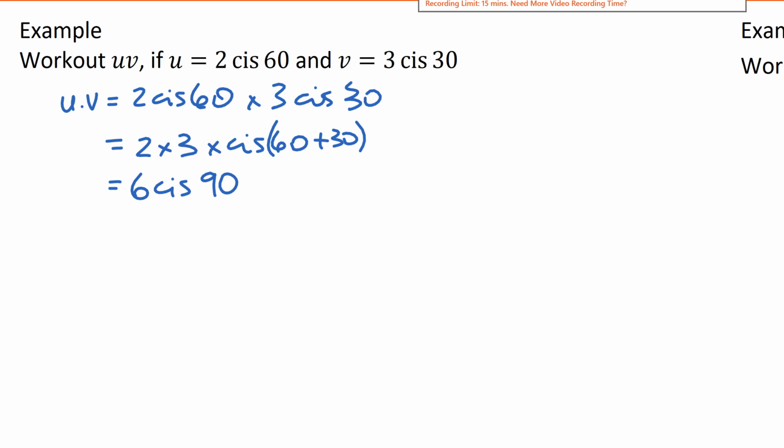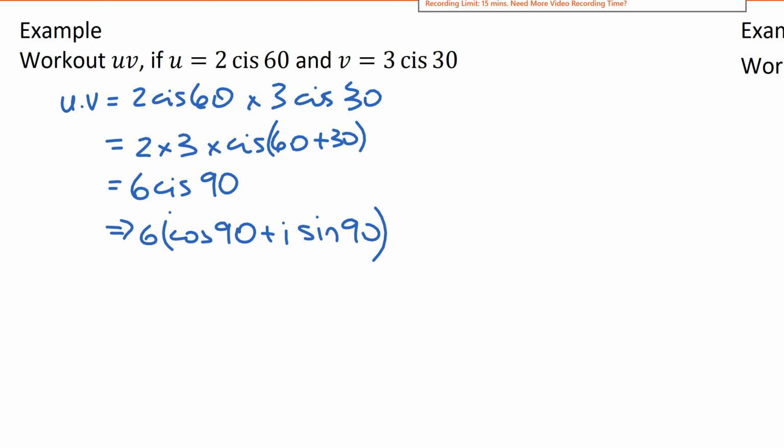Is that my answer? Yes. Are we happy with that? How else could I get my answer? Rectangular form. So let's have a look at rectangular form. That's 6 (cos 90 plus i sine 90) in brackets.